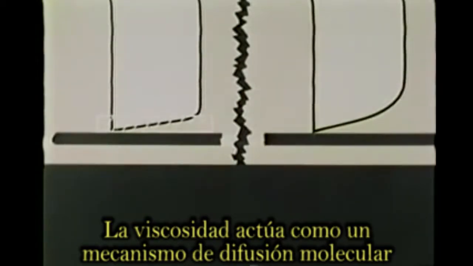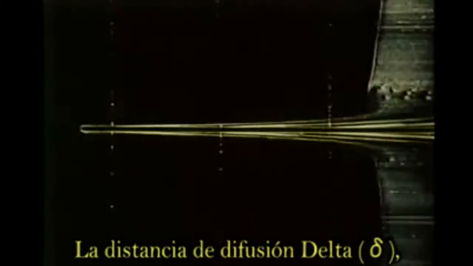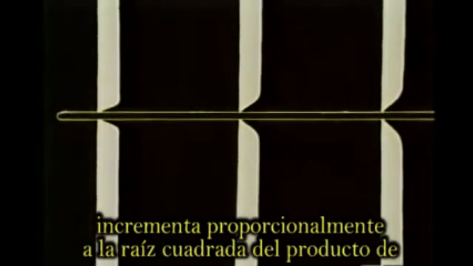Viscosity acts through the mechanism of molecular diffusion to spread out the vorticity as it is convected downstream. The local boundary layer thickness is a measure of the distance vorticity has diffused away from the plate. We can relate the factors controlling this growth process in the following simplified manner. The diffusion length delta increases as the square root of the product of the kinematic viscosity nu and the time of diffusion t.